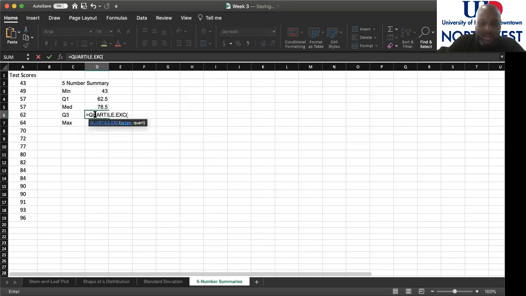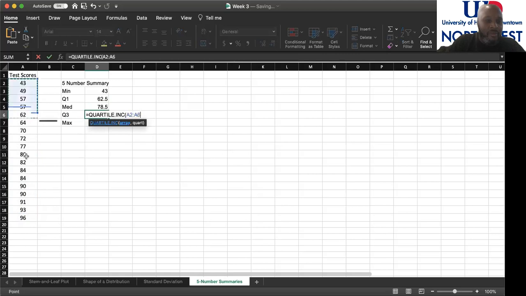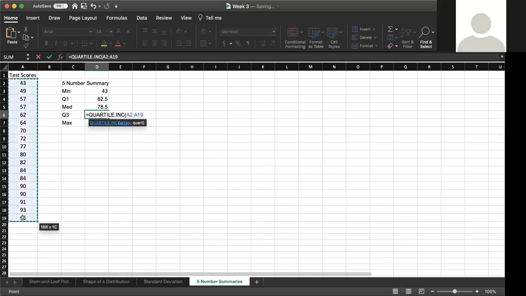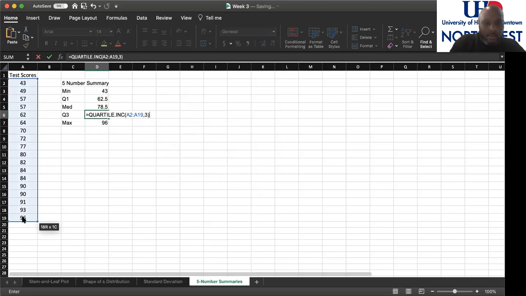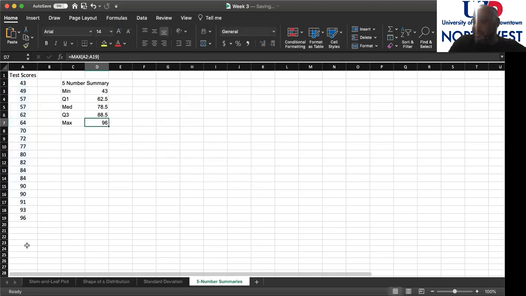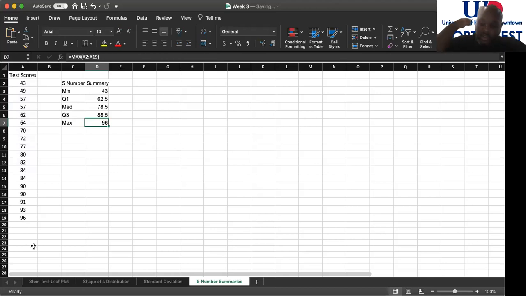Quartile, not EXC, INC. I'm doing the third quartile this time, and I get 88.5, yeah. And we got what for Q3? 90, yeah. So what Excel is trying to do is always treat everything like it's an even number and split it in half.